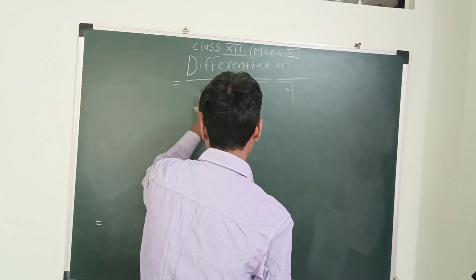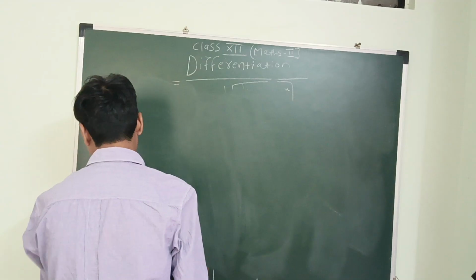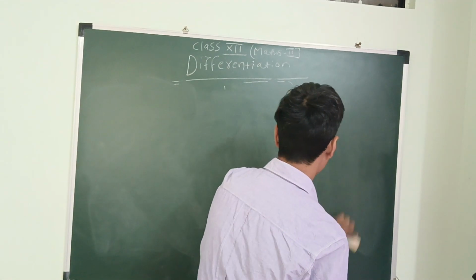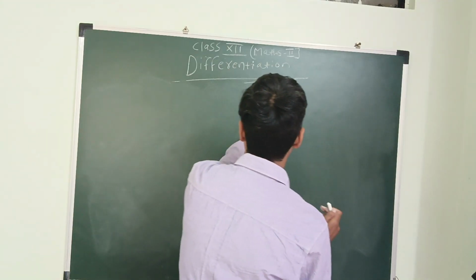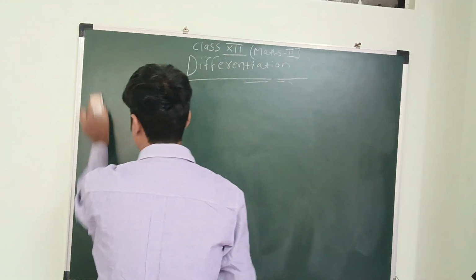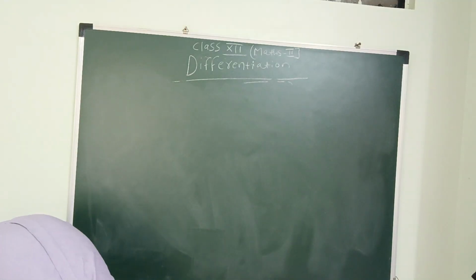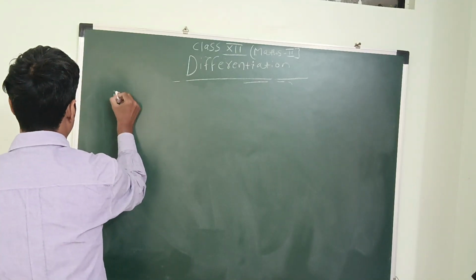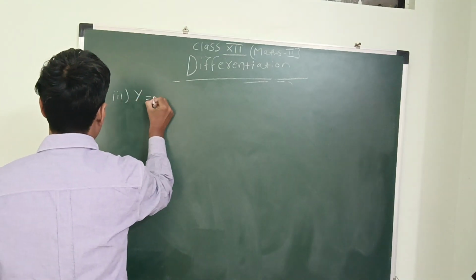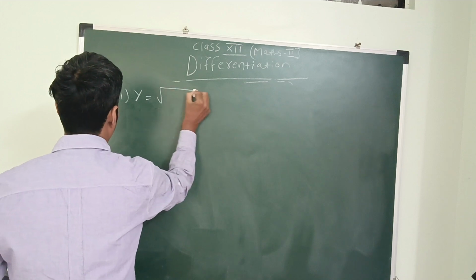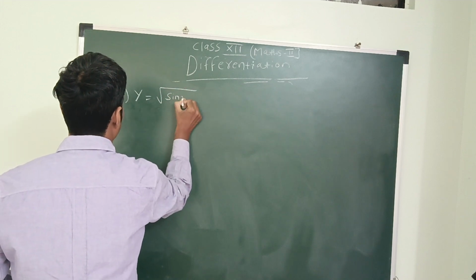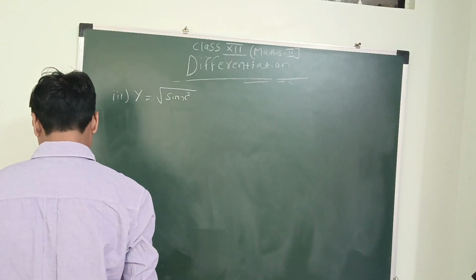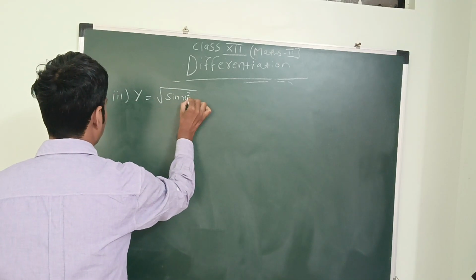While solving the differentiation problems, we are going to learn all differentiation formulas also, so that you can remember how to use those formulas in a particular example. Now what is the third sum? The third sum is y is equal to square root of sine x cube.